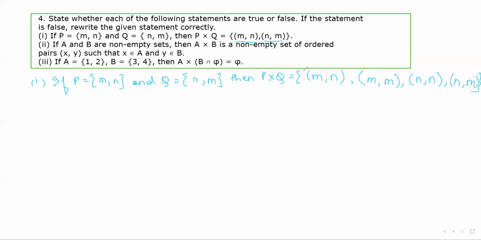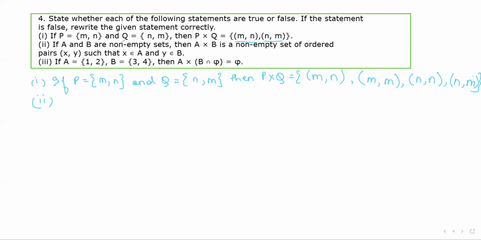All the first elements belong to P and second elements belong to Q. So as you can see, there are 4 elements. Second, if A and B are non-empty sets, then A cross B is a non-empty set of ordered pairs x, y such that x belongs to A and y belongs to B.